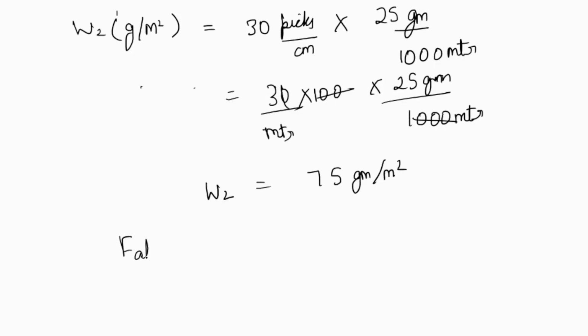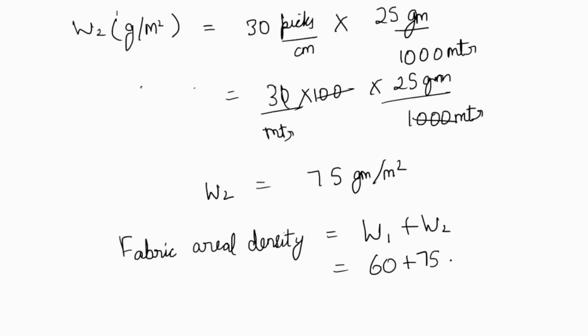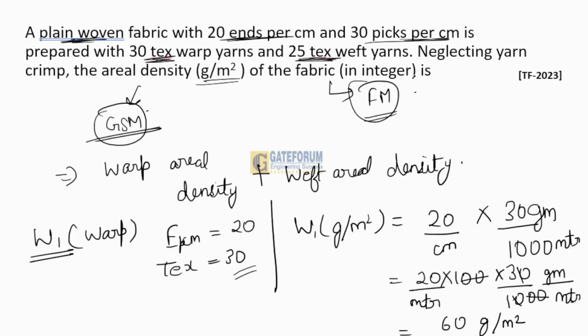Then the fabric areal density is W1 plus W2, which is 60 plus 75 gram per meter square, that is 135 gram per meter square. This is the final answer that we need to calculate. So 135 is the answer. In integer we need to write it down, so it is 135. This is the final answer.